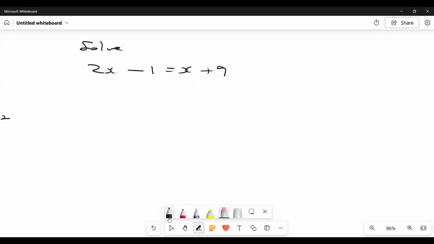Yeah, let me just show you that shortcut. And this is what some people do. They take the minus 1 from here, bring it over here, and that minus 1 becomes a plus 1. And you take this over here, and it becomes minus x, right? So you end up with 2x minus x equal positive 1 plus 9, right? Therefore, x equal to 10.